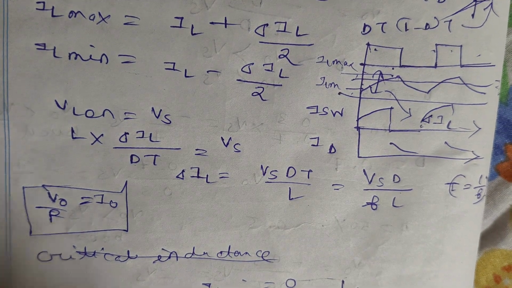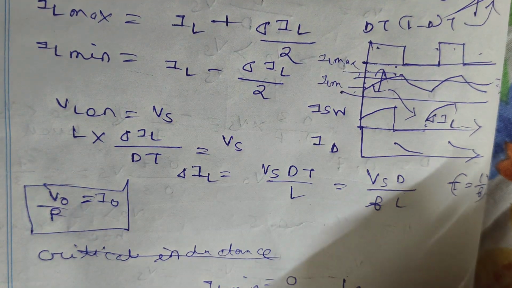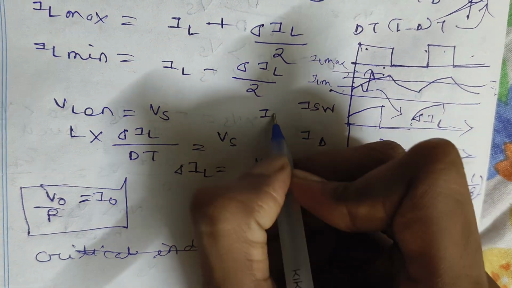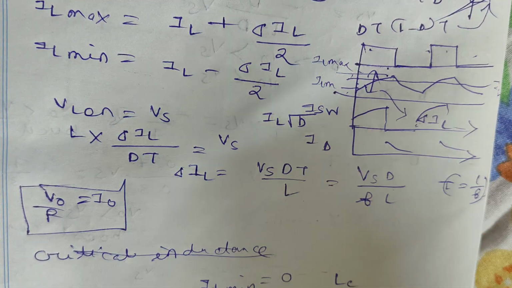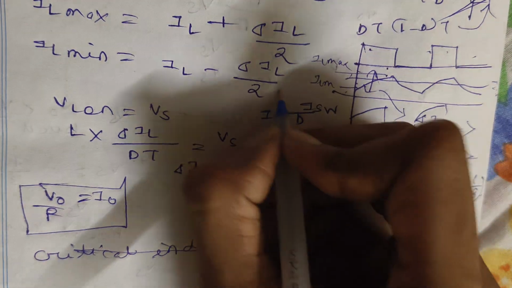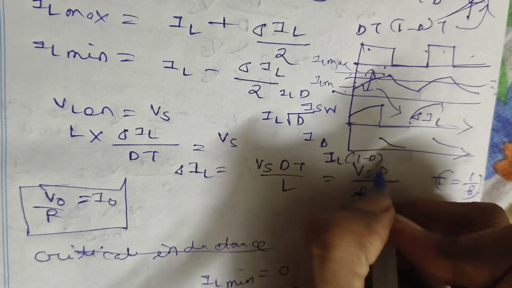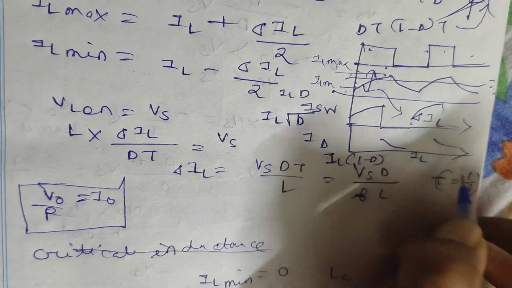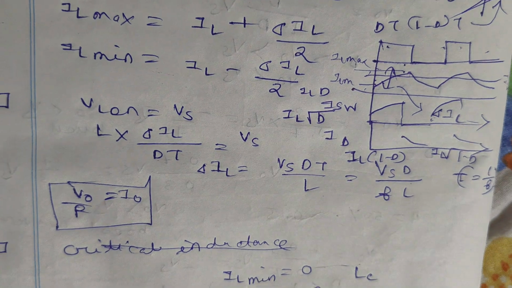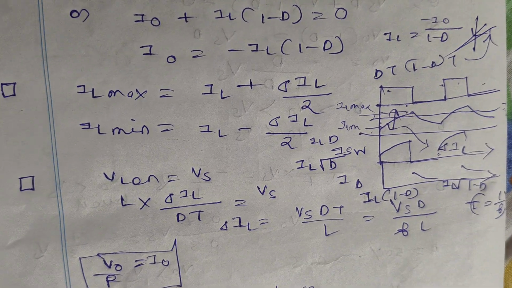If we are told to find the RMS current, the ISW RMS is basically IL into root over the duty cycle, root D. If you are told to find the average value, then IL into D, and IL into 1 minus D in the case of the diode current. If you take the RMS value, it is IL root over 1 minus D. All the values of IL are known to you. The duty cycle will be mentioned in the question or a hint will be given, and from there we can find the duty cycle.